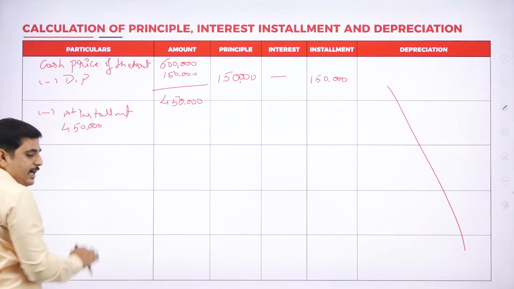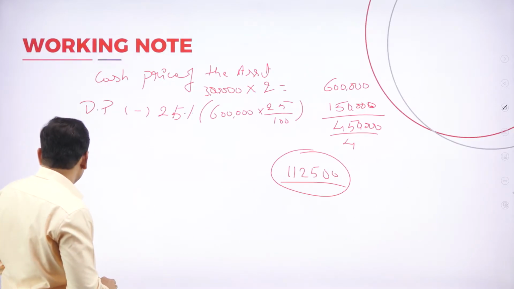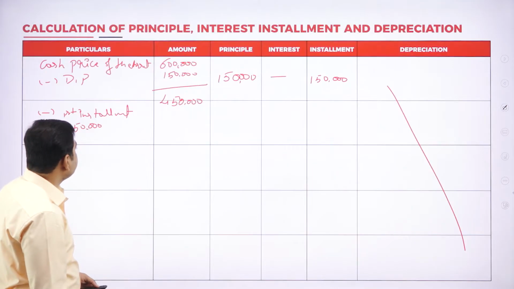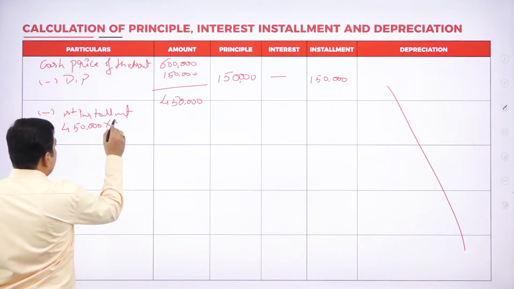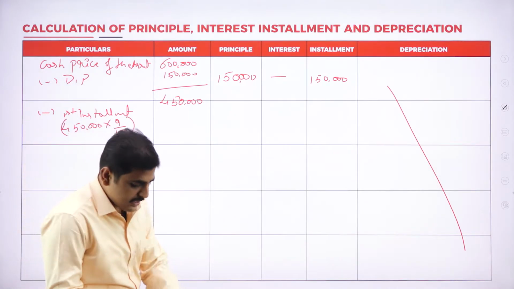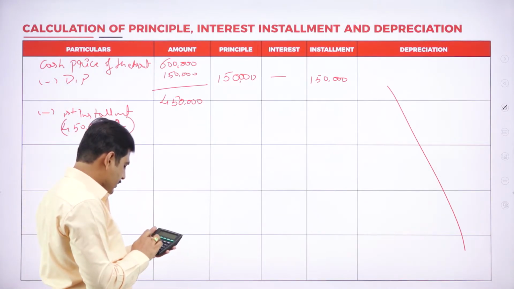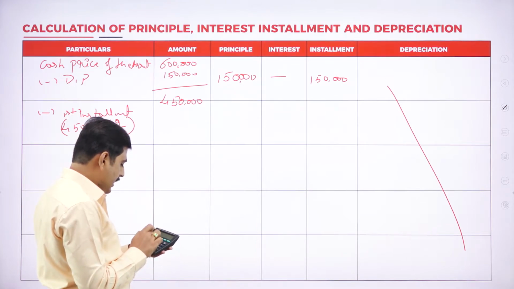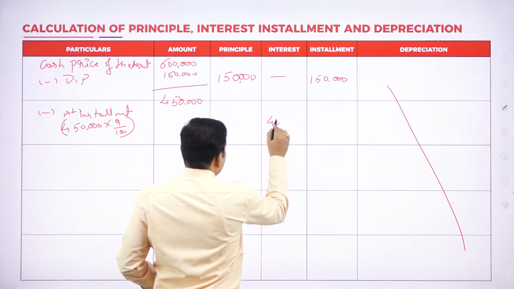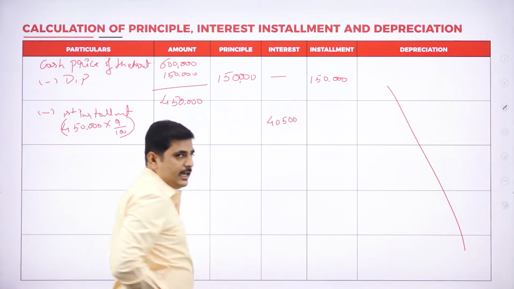4,50,000. So, what is the rate of interest he is asking? He has given 9% interest. So, that means into 9 by 100. Let's calculate the interest. It is 4,50,000 into 9%, which is 40,500. That is the interest.